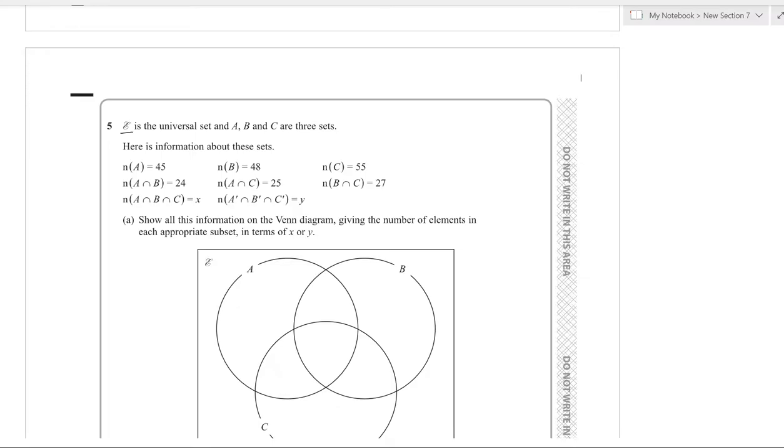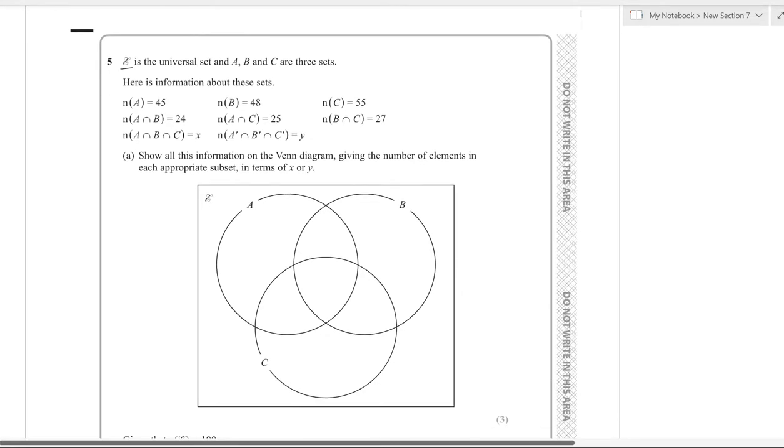Number of elements in A is 45, number of elements in B is 48, number of elements in C is 55. Number of elements in A intersect B is 24, A intersect C is 25, B intersect C is 27. Number of elements in A intersect B intersect C is X. Number of elements in A prime, B prime and C prime is Y.